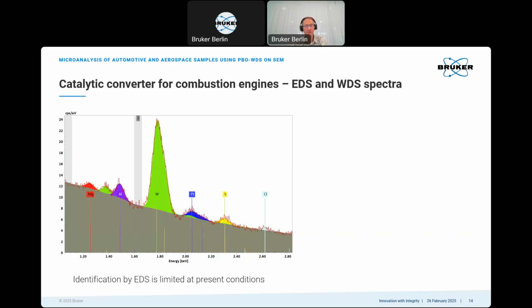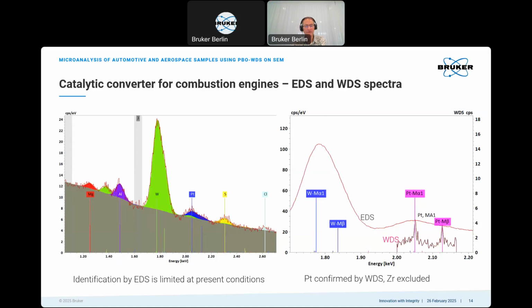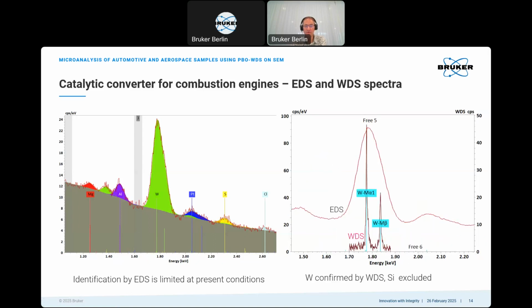So we see that here. Platinum fits also well, sulfur fits well. So what at the end is it? We can solve this question by using the WDS, which is shown on the right side. We can make an energy range scan across this defined area, and we can well see the peaks for platinum, the M alpha peak and the M beta peak. And there is no zircon at this position. So we confirm platinum and can exclude the zircon.